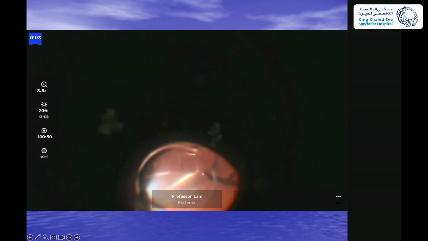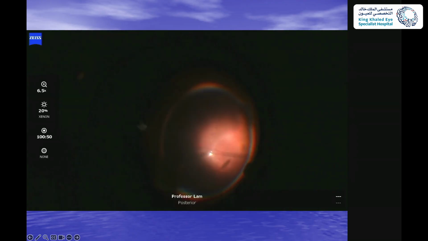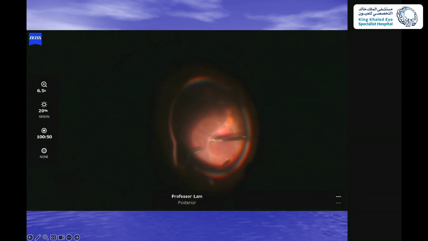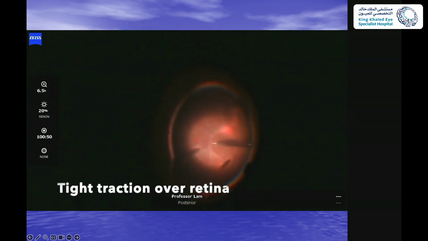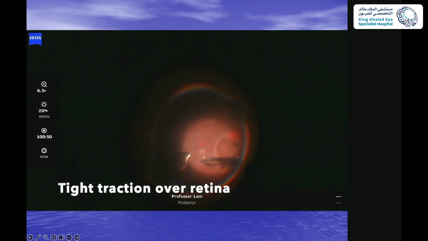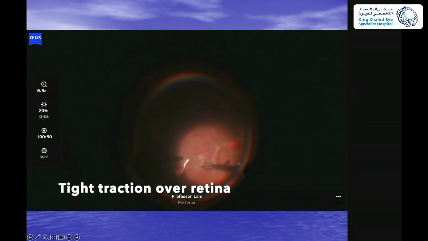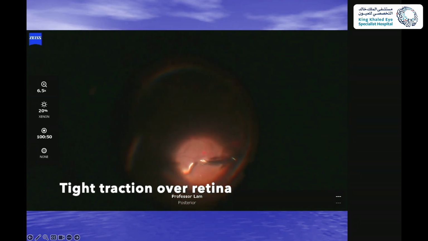retinal hemangioma on the side, and you can see those focal areas of traction. Right there, there's one. The idea is just to relieve all that traction that is there, and then laser the capillary hemangioma that's there. I'm going to move it along.